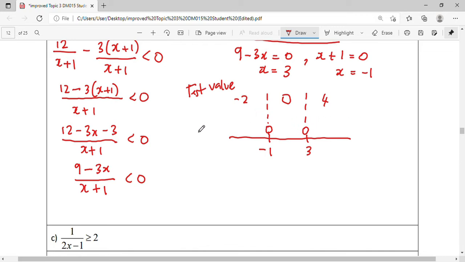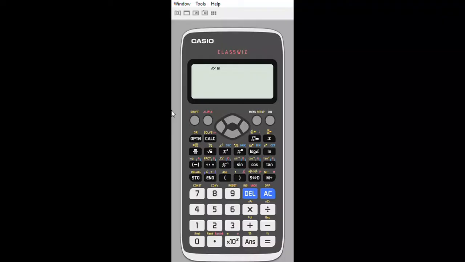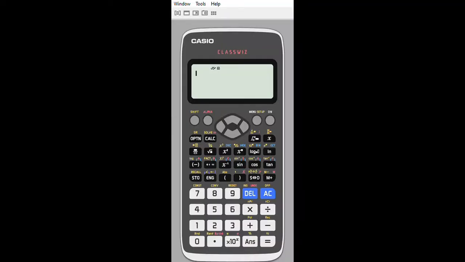So we will type or enter this function in terms of factors here, 9 minus 3x over x plus 1, into our calculator, and then substitute with the test values here, negative 2, 0 and 4, to get the positive or negative sign in these three regions: the left region, the middle region and the right region. So now we want to enter the function in the form of factors into our calculator here, right? Okay, so it involves a fraction, right?